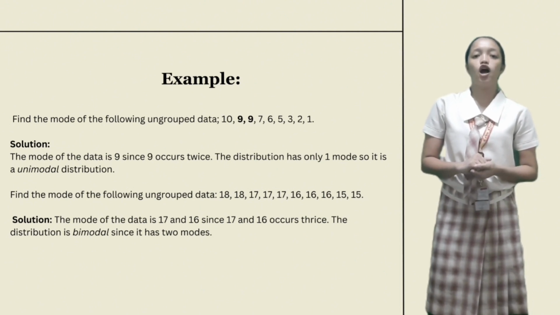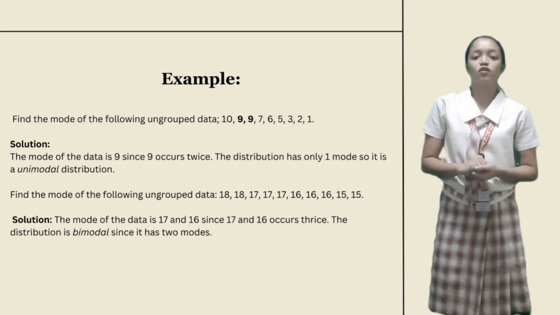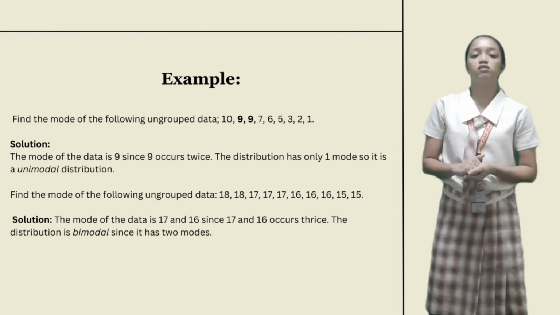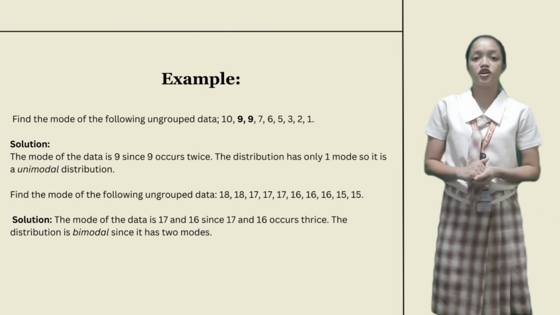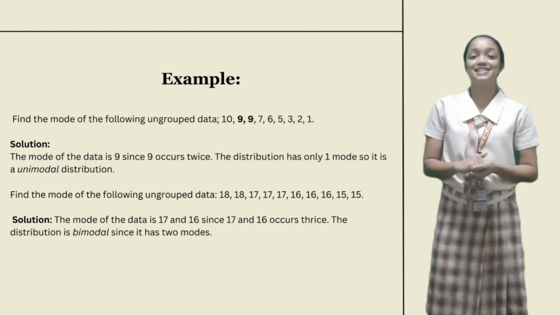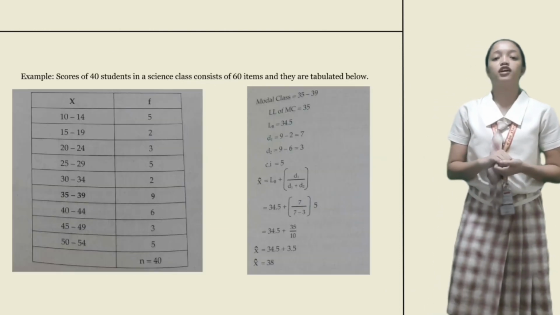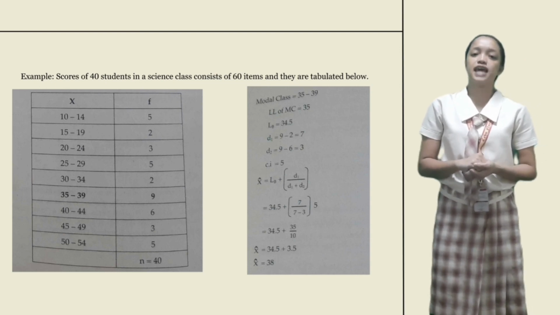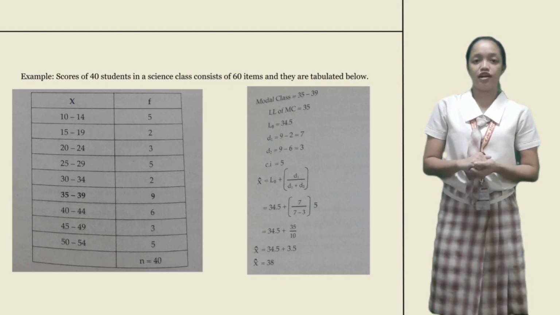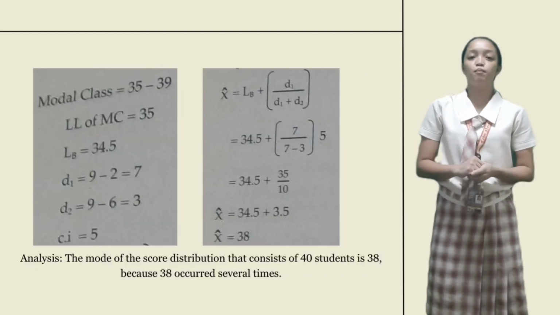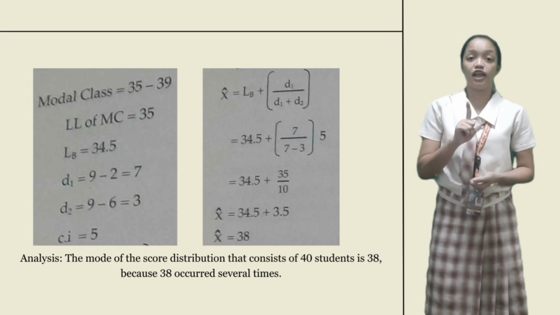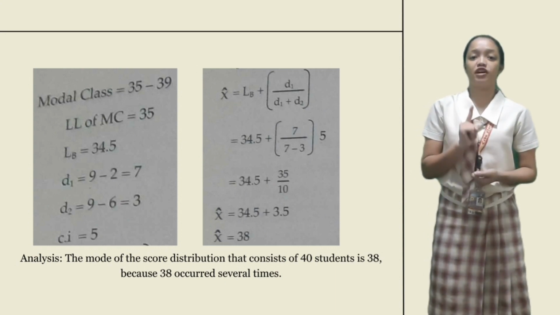And then find the mode of the following ungrouped data. So the solution for this is the mode of the ungrouped data is 17 and 16. Since 17 and 16 occur twice, the distribution is bimodal since it has two modes. Now for this example, scores of 40 students in a science class consisting of 60 items are tabulated here. For the analysis, the mode of the score distribution of the 40 students is 38 because 38 occurred several times.